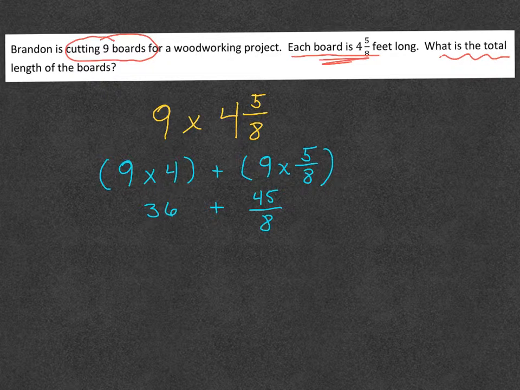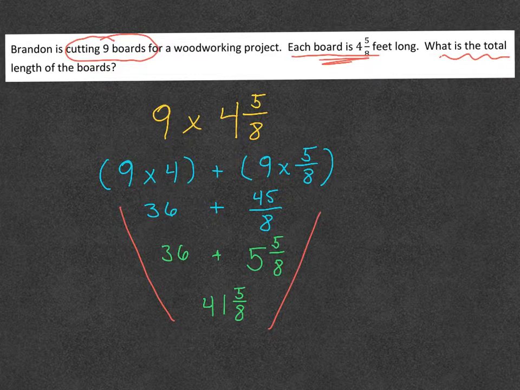So we can pull out 5 wholes, and we are left with 5/8. Now we can bring down the other side. 36 plus 5 is 41, and 5/8. And again, what a beautiful funnel.